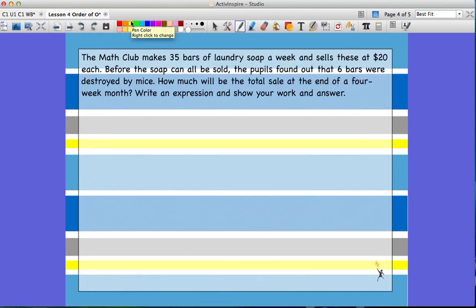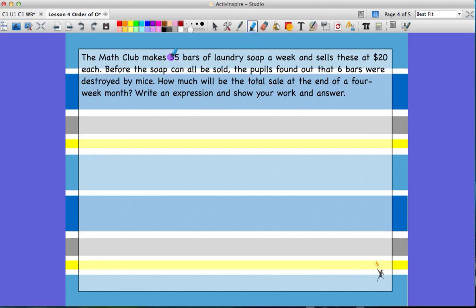Alright, let's take a look at another problem that's a little bit more complicated. The math club makes 35 bars of laundry soap a week and sells these at $20 each. Before the soap can be sold, the pupils found out that 6 bars were destroyed by mice. How much will be the total sale at the end of 4 weeks, a 4-week month? Write an expression and show your work and answer.